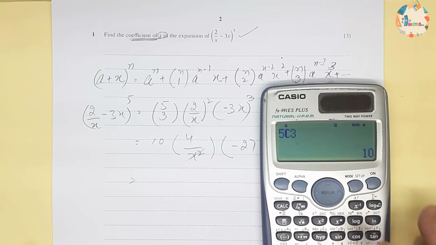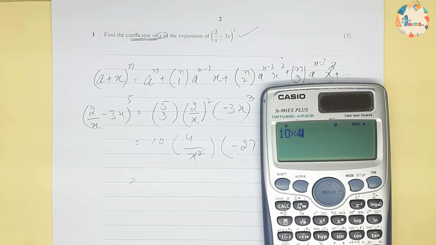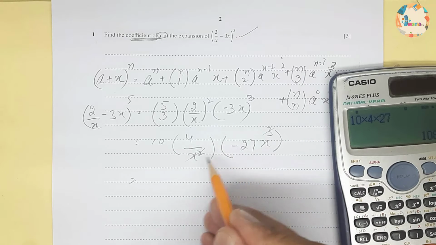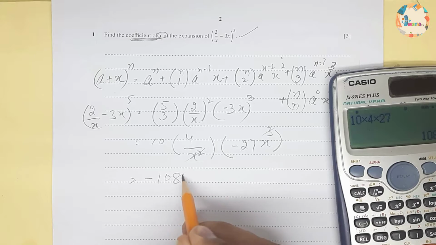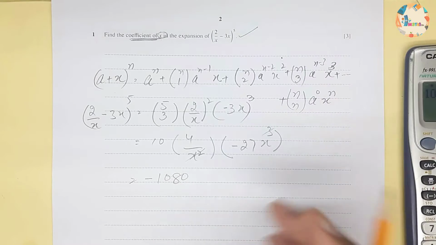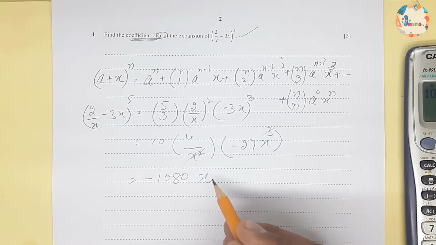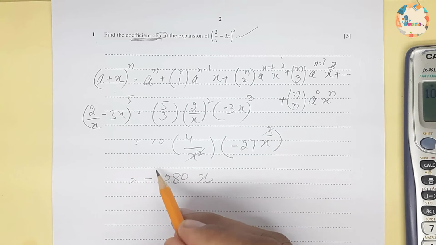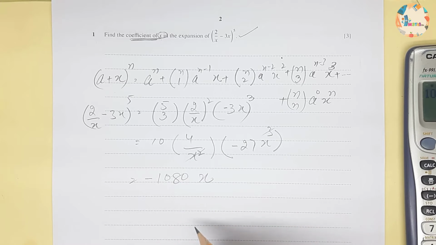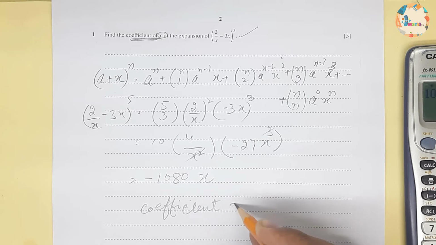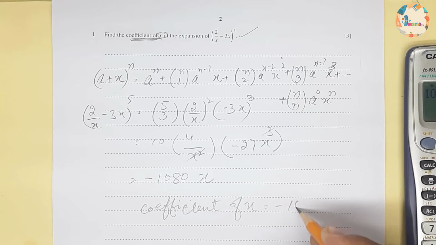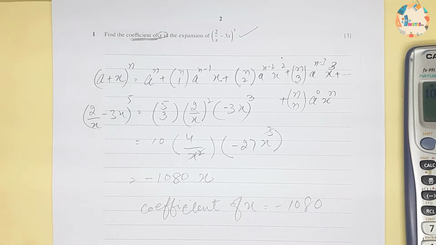So 10 multiplied by 4 multiplied by 27, this will give minus 1080 because of the negative sign, and x. So this is the value which is the coefficient of x. So the coefficient of x is equal to minus 1080. This will be our answer.